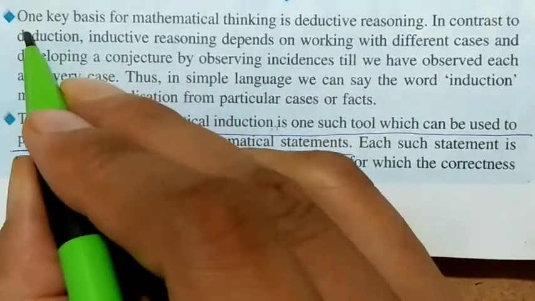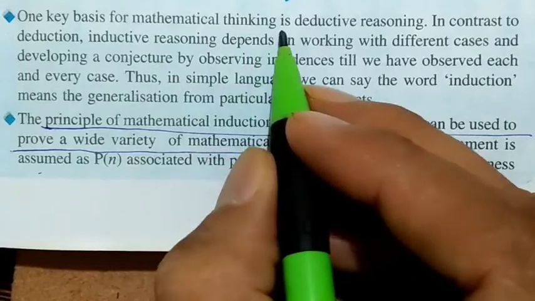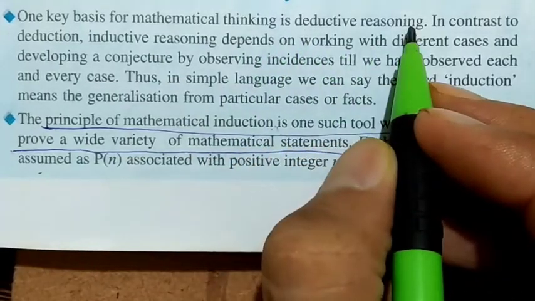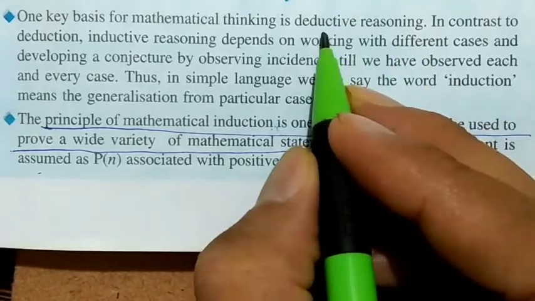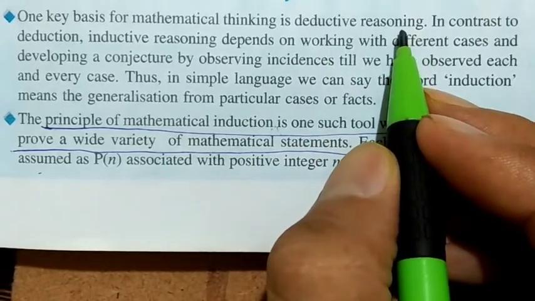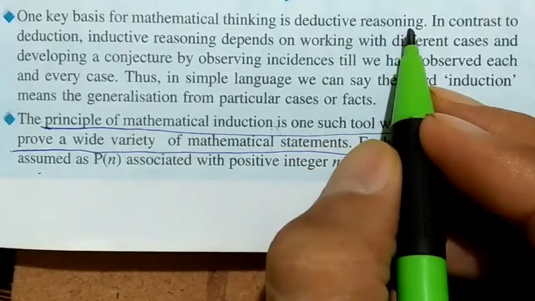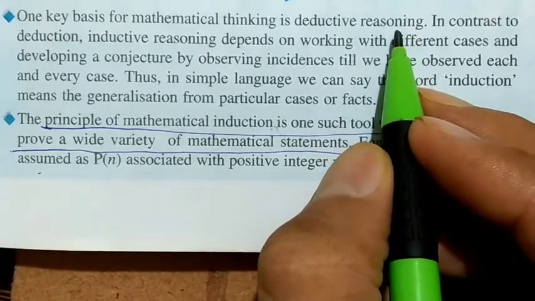First point: one key basis for mathematical thinking is deductive reasoning. Reasoning is of two types: deductive reasoning and inductive reasoning. In deductive reasoning, we prove theorems. By deductive reasoning, we prove theorems or proven statements.